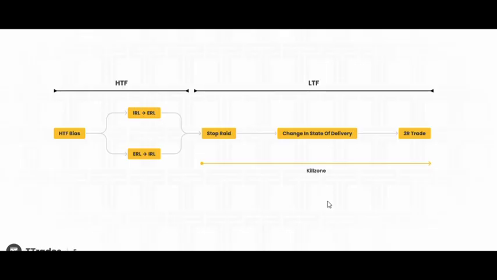Please do not use this model. I'm not advising you to use it. I'm just teaching you. We will get to where we are going to use everything. I'm not going to advise you to trade this model yet.